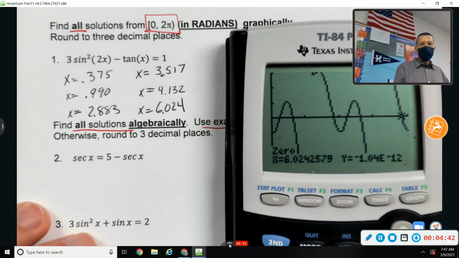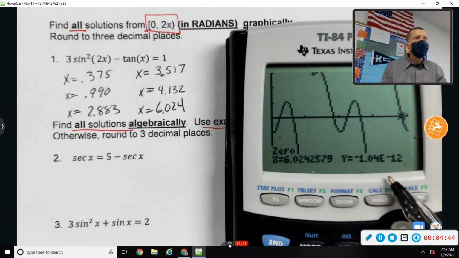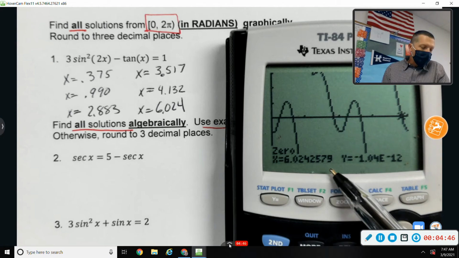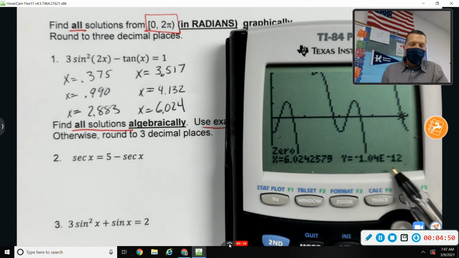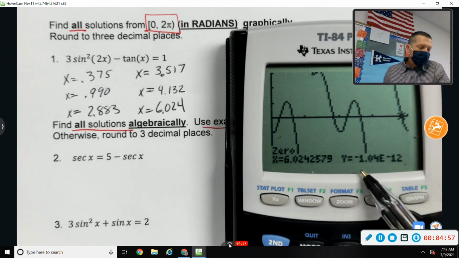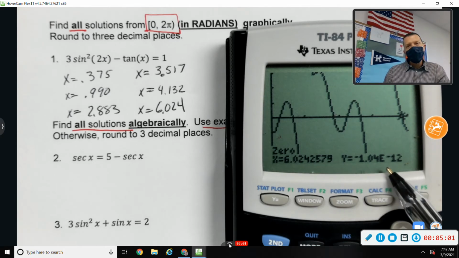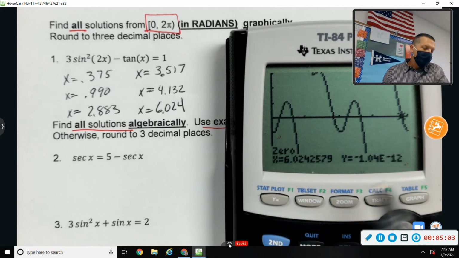Yeah. Oh, and finally one of these. I was waiting for one of these to happen. Remember, you're looking for the y value to be 0. But don't panic when it looks like that. You think, well, that's not 0. And I would say, well, it's pretty close, right? E is times 10 to the negative 12. So that's 11 zeros, and then 104, so that's really, really, really close to 0. Certainly to 3 decimal places, it would be 0.